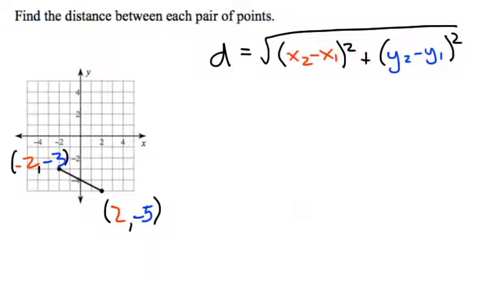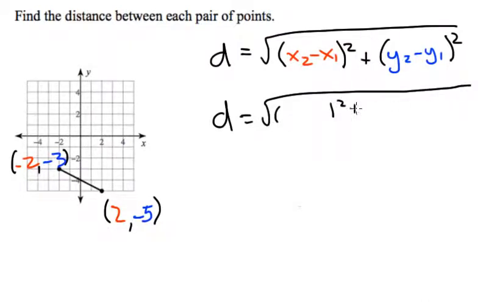Okay, so now I can plug in for my distance formula. So my distance is going to equal square root of, going to put in all this stuff. Okay, so for my x coordinates, I'm going to have -2 minus 2. And for my y coordinates, I'm going to have -3 minus a -5. Okay, so let's do that out.